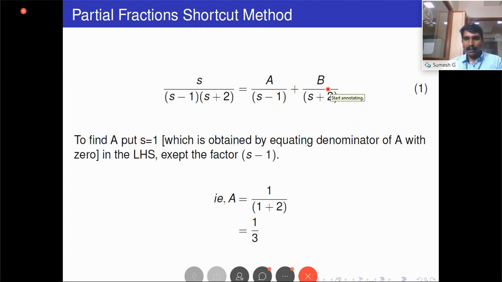So to find B, we have to substitute s equal to minus 2 in the LHS except the factor s plus 2. So here we replace s by minus 2. Here also we replace s by minus 2.